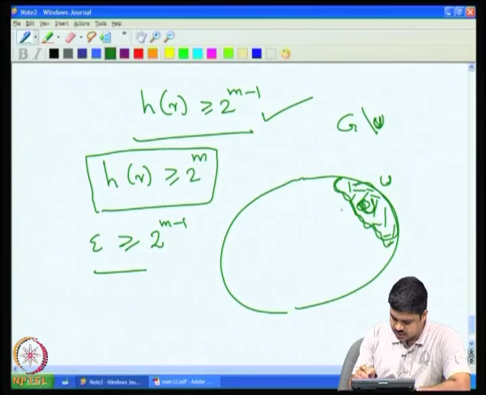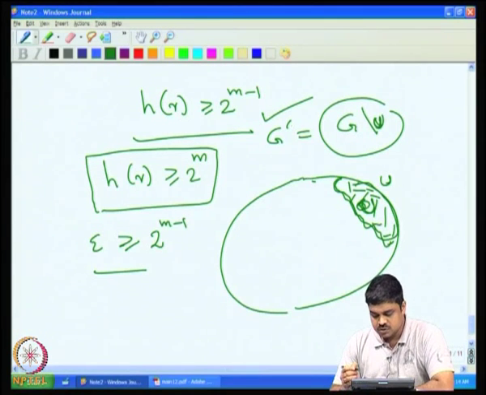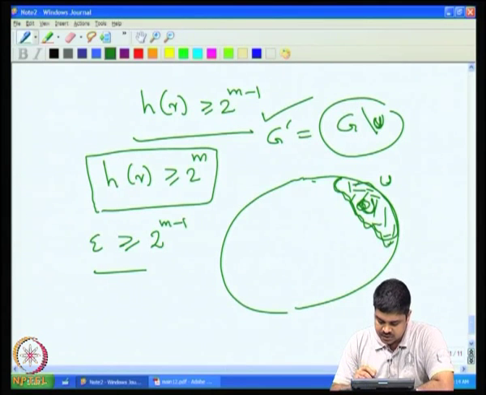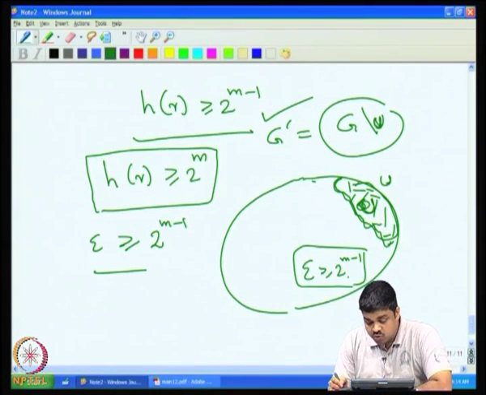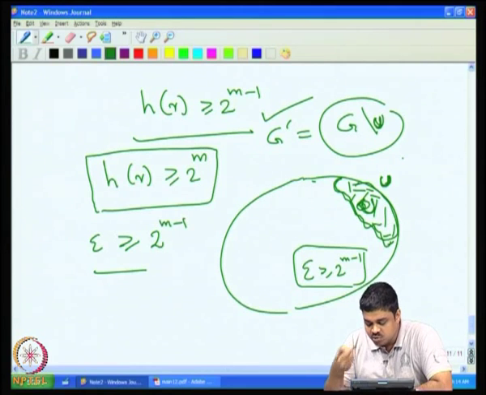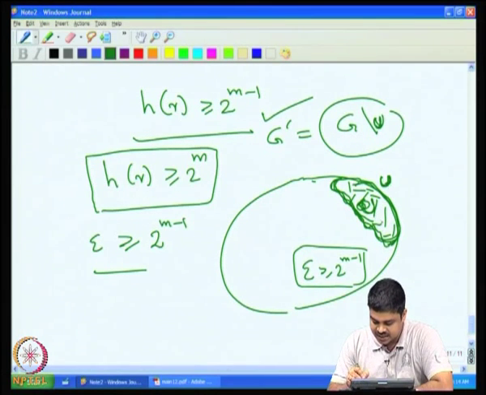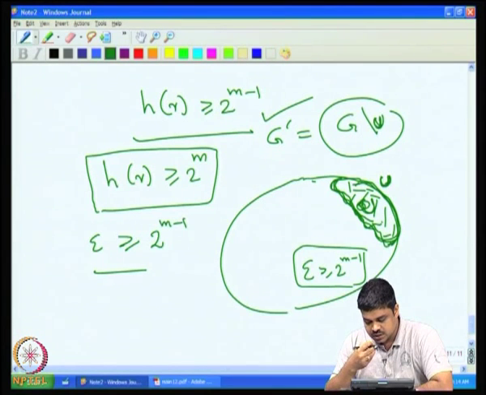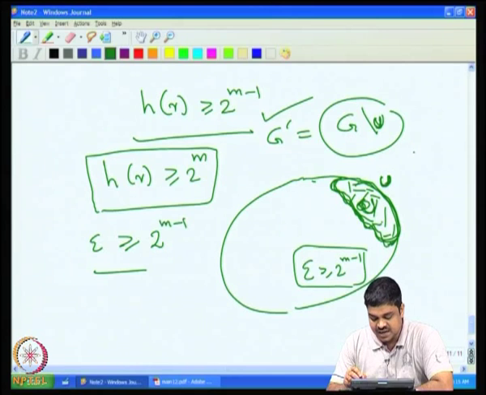So, when you contract this, the resulting graph G bar U, so this is G dash, should be such that its epsilon is at least 2 raised to m minus 1. And moreover, we will try to get U such that it is maximal, that means we cannot add any more vertex to U. That means the biggest possible U that we have selected. It is a connected set, two properties. One is it is connected. When I contract it, the resulting graph has epsilon, that means number of edges to number of vertices ratio greater than or equal to 2 raised to m minus 1.